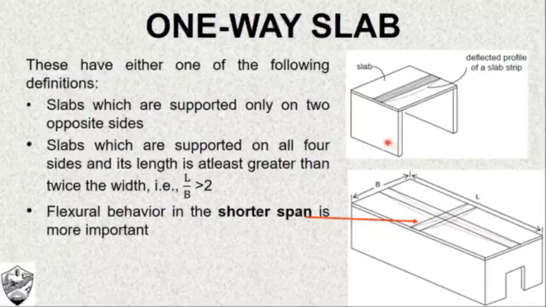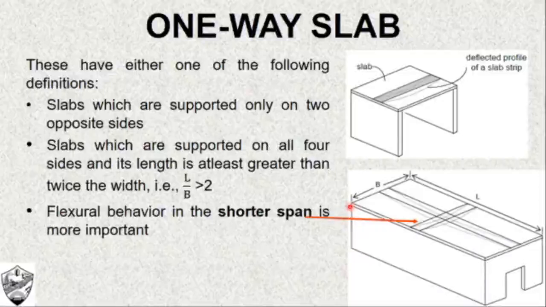So we call slabs one-way slabs if they are supported on opposite sides, or if they are supported on all the four sides, we call them one-way slabs if the length is greater than twice the width of the slab, or L by B is greater than 2. And here we must bear one thing in mind. Here we have two spans: there is a longer span as well as a shorter span. Here we had only one span because this slab is spanning in only one direction, because only the opposite sides are supported. Here it is not so. Here all the four sides are supported. So we have longer span L and shorter span B also.